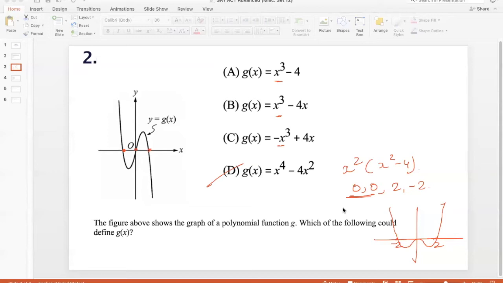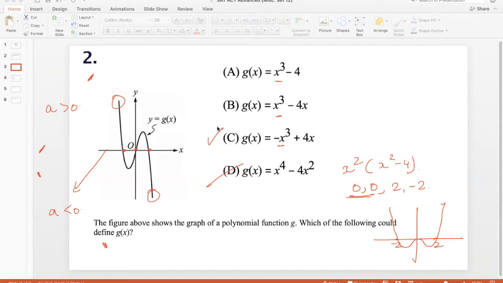Now, the first thing you should remember is that when I have a graph with an odd degree, which is what I have in this case, if the graph starts from the left bottom and finishes at the right top, the leading coefficient, which is denoted by A, is positive. And if the graph starts from the left top and finishes at the right bottom, the leading coefficient is negative. So we have this second case here, right? The graph is starting from here and finishing here. So the leading coefficient in this case would have to be negative. And the only one with the leading coefficient negative is option C. So this should be my answer.